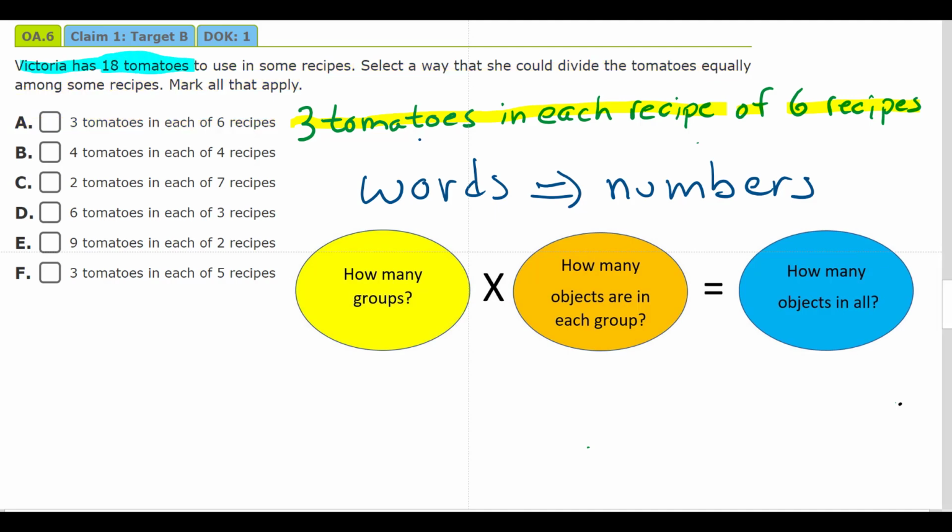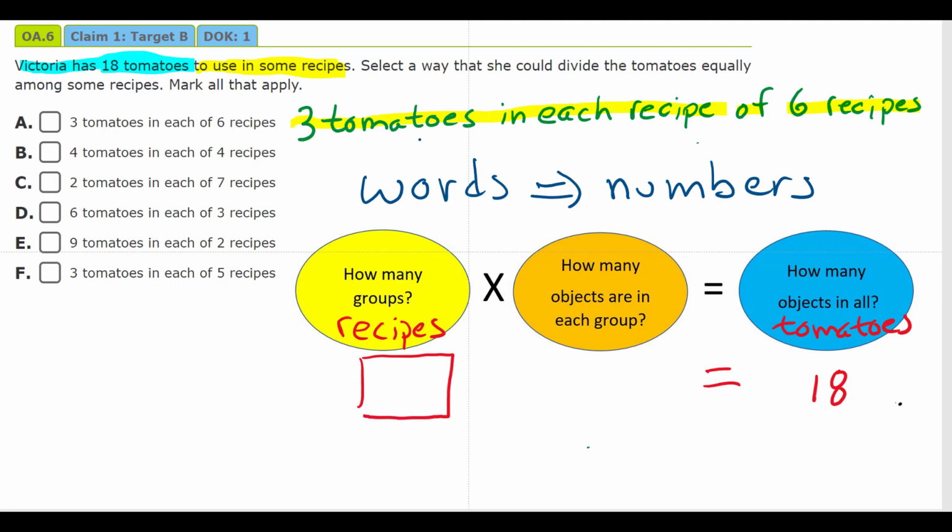So Victoria has 18 tomatoes. Well, that 18 tomatoes is the 18 tomatoes we have in all. And to use in some recipes, well, that's like how many groups or how many recipes. And since we don't know how many recipes, because it says some recipes, we'll put our square for unknown number.